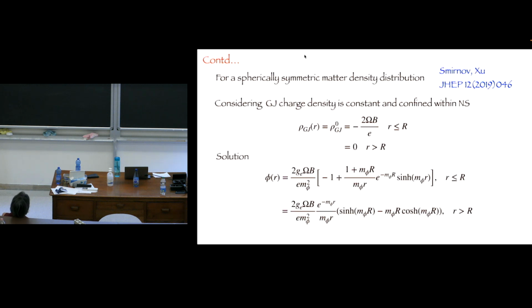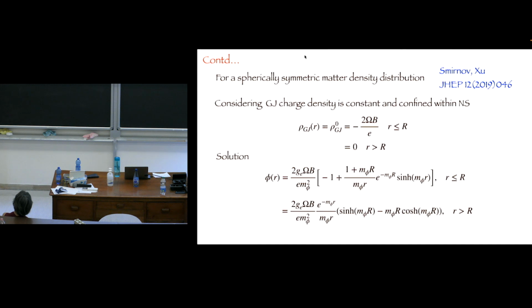This was initially done by Smirnov and Zhu, who considered not the Goldreich-Julian but some constant charge density. Here I am assuming that the constant charge density is omega times B. So you will get a typical behavior of the scalar field like this. It is different from what Smirnov and Zhu found: this light scalar phi has a spatial behavior instead of a temporal behavior.